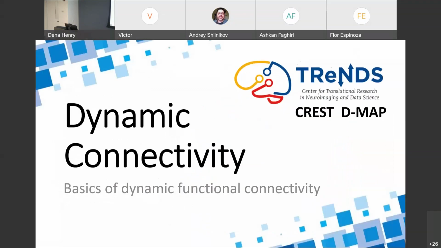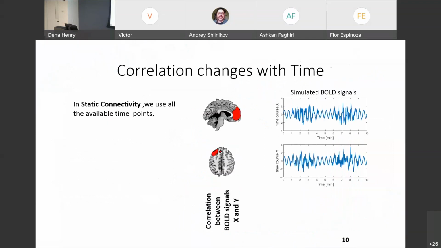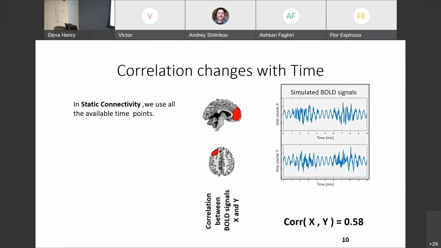So in here, I want to now start to define a little bit what dynamic connectivity is. Yes, sure, we can take two parts of the brain, two ROIs, and from those regions of interest we can estimate a correlation value. For this particular example, we got 0.58, which is a good correlation value, quite high.